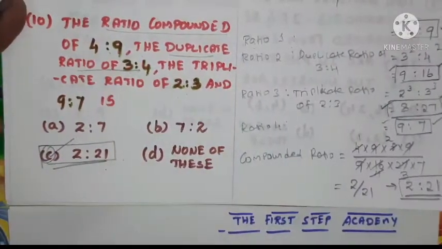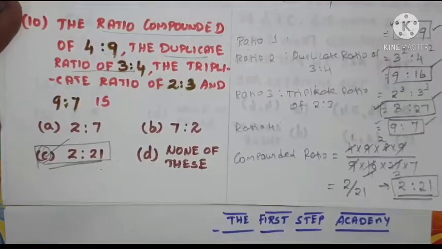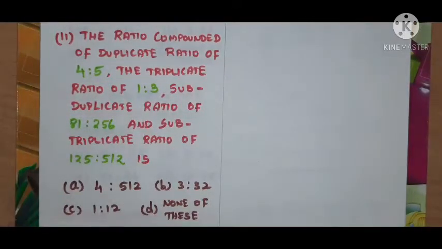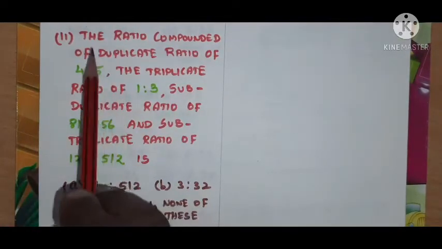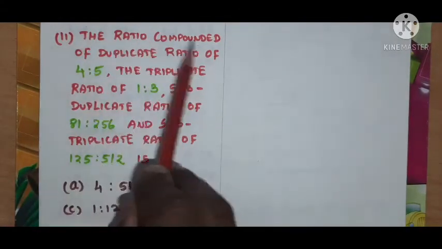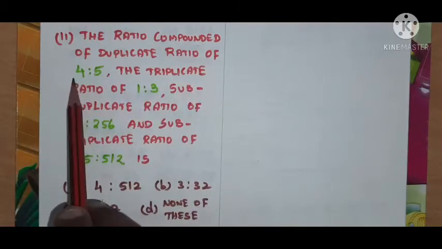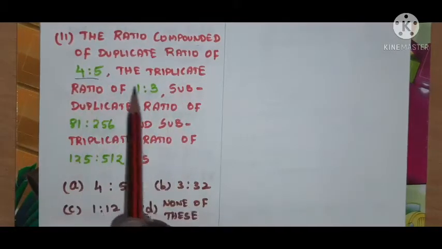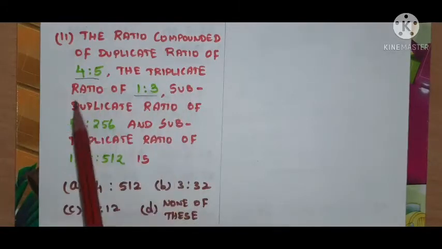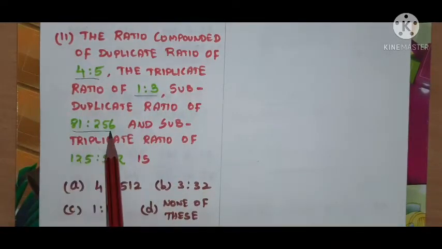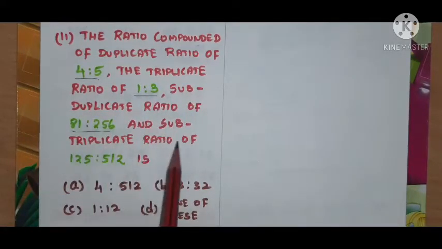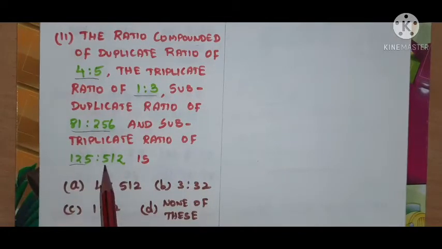Fine, we'll go to the 11th one, right? So the 11th question of this exercise is: the ratio compounded of the duplicate ratio of 4 is to 5, the triplicate ratio of 1 is to 3, the sub-duplicate ratio of 81 is to 256, and the sub-triplicate ratio of 125 is to 512 is. Given options are option A 4 is to 512, B 3 is to 32, option C 1 is to 12, option D none of these.